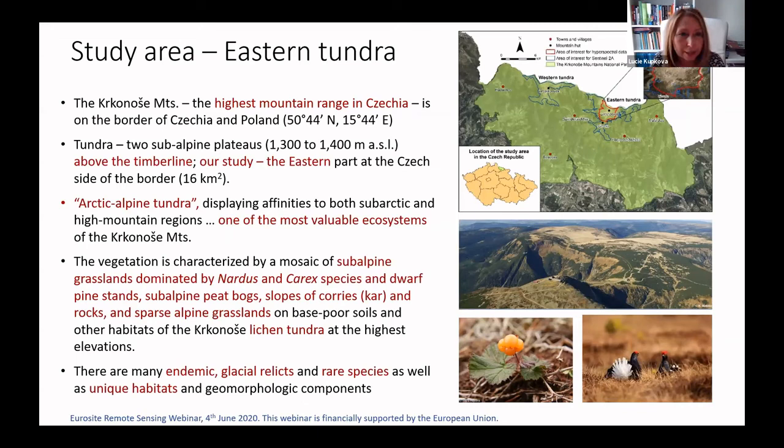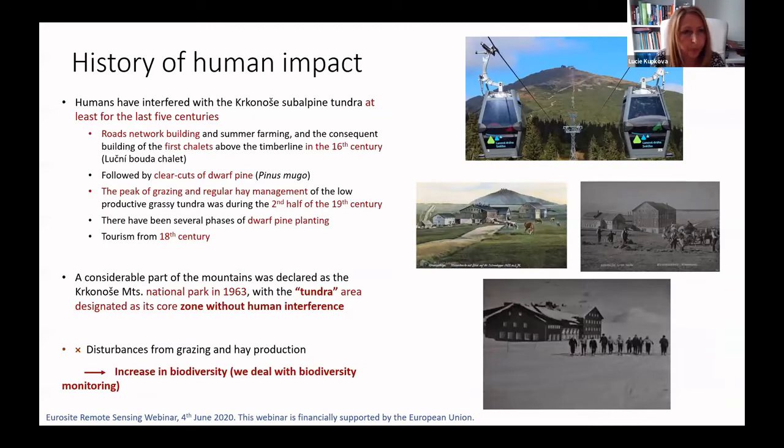Our study area is the Eastern Tundra. Tundra belongs to the Krkonoše Mountains, and the eastern part has an area of about 16 square kilometers. It's Arctic-alpine tundra. You can see that it's really rich in vegetation species and habitats. There are many endemic glacial relicts and rare species, and also very unique habitats.